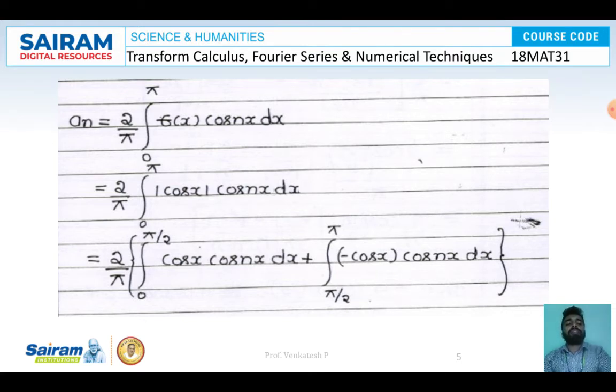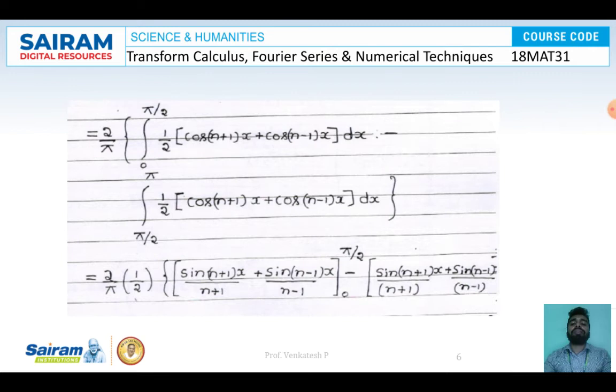Now after simplification, using the cos a cos b formula for this equation, and the same for the next equation also, we get 2 by pi integral 0 to pi by 2 of 1 by 2 into cos of n plus 1 x plus cos of n minus 1 x, and integral pi by 2 to pi of 1 by 2 into cos of n plus 1 x plus cos of n minus 1 x dx.